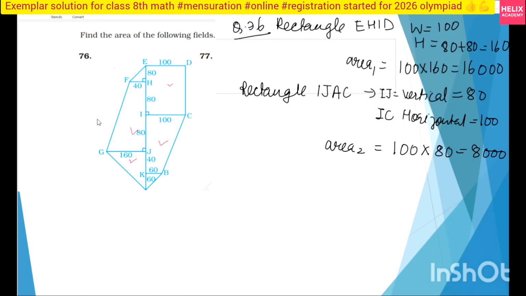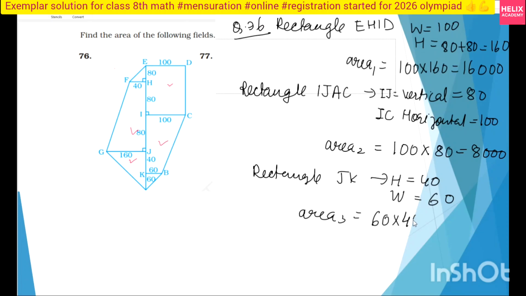JKA. Okay, so I will say that rectangle JK. In that, height is equal to 40 and width is equal to 60. So area 3 will be 60 into 40. And it is equal to 2400.